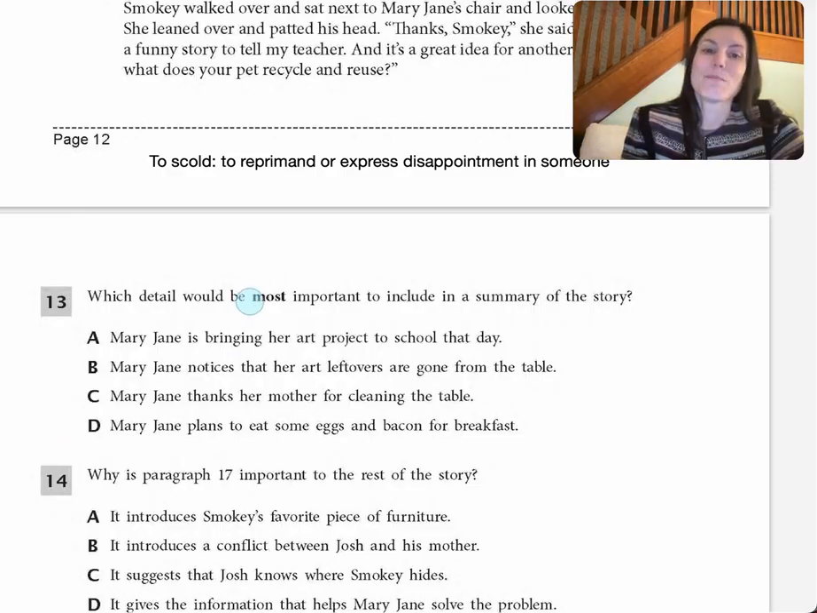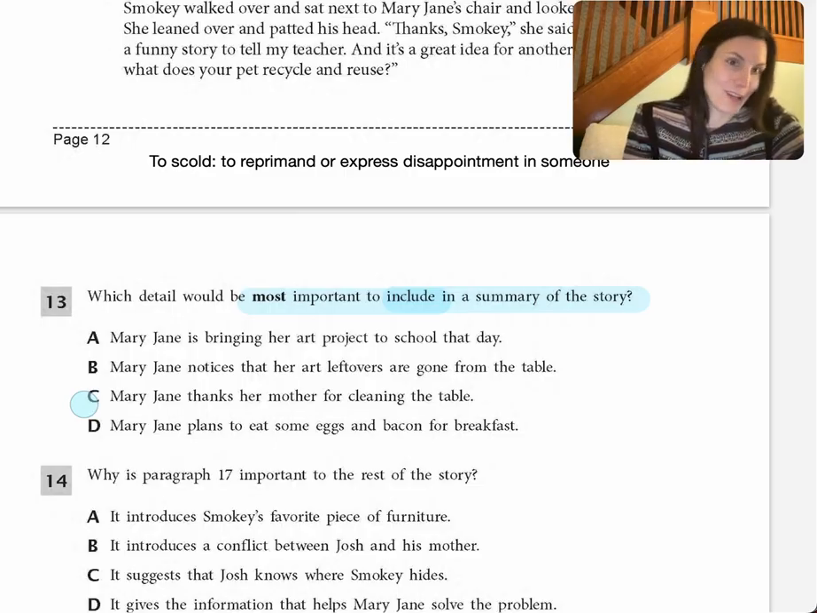All right, so if we're looking for the most important things to include in a summary, we could say if Mary Jane ate something else for breakfast, the story really wouldn't have changed, so it can't be D. Her thanking her mother, she could have done that or not done that, and it still could have been the same type of story, right? Mary Jane is bringing her art project to school that day. She's definitely going to bring her art project to school that day, but she could really need to bring it tomorrow or even the day after.